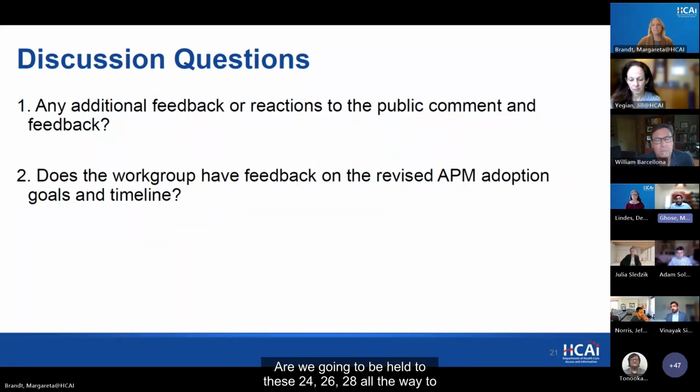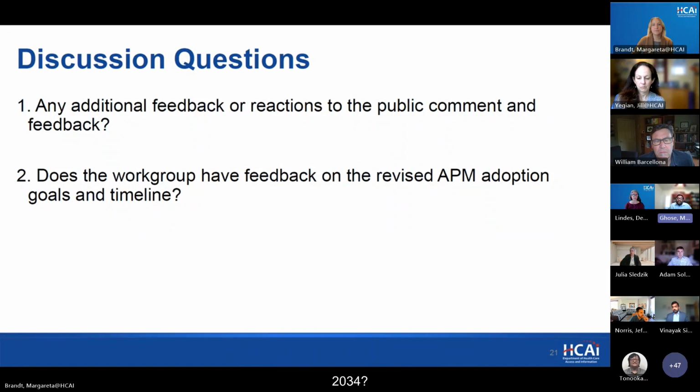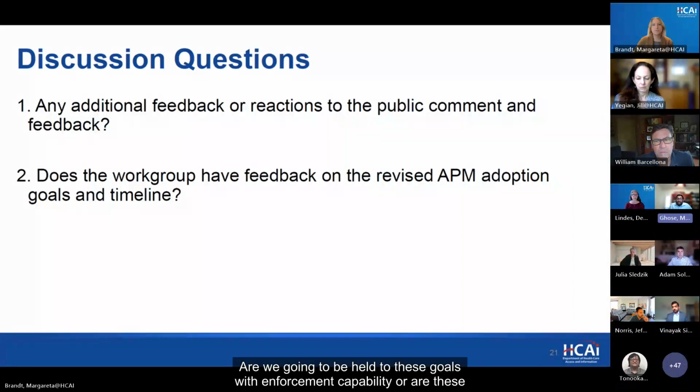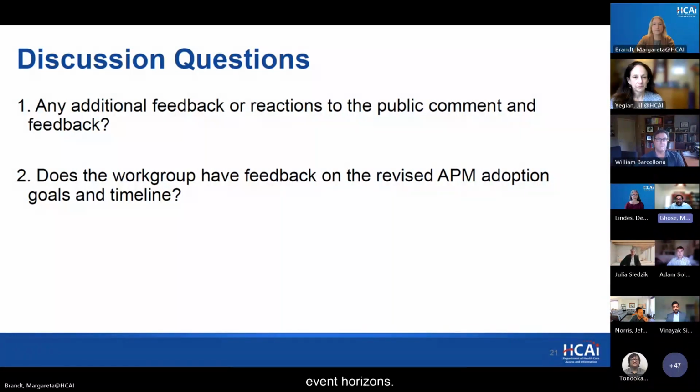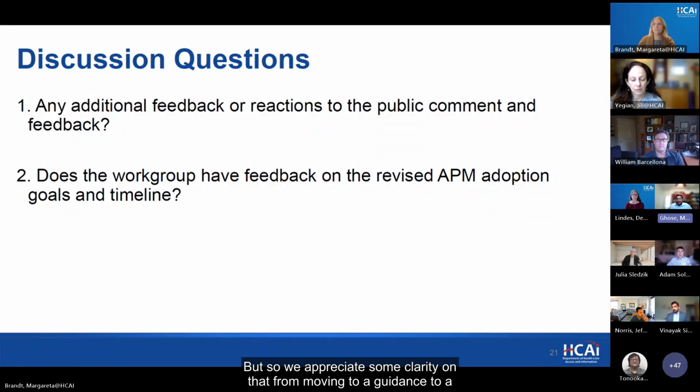Does it not? Are we going to be held to these 24, 26, 28, all the way to 2034? Are we going to be held to these goals with enforcement capability, or are these still outside of that scope? Because when we started this process, as you point out, Margareta, close to a year ago, we were not looking at these necessarily as enforceable, mandated, sanctionable event horizons. But we'd appreciate some clarity on that, from moving from a guidance to a requirement. That's extremely important to get.